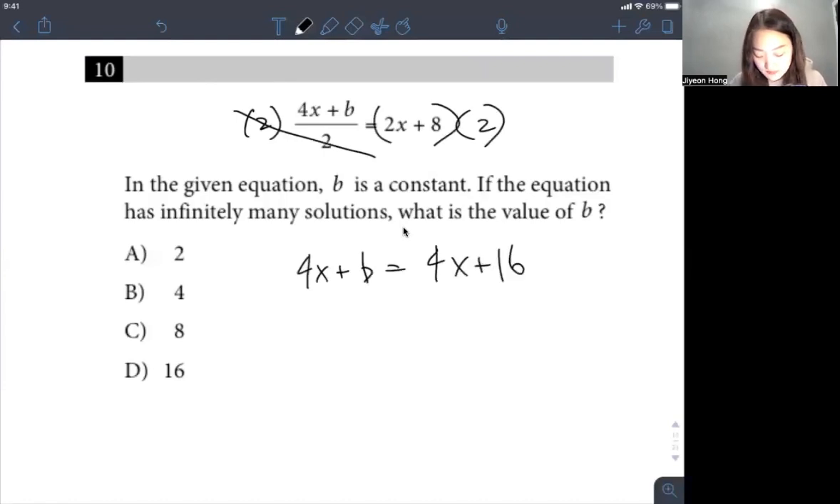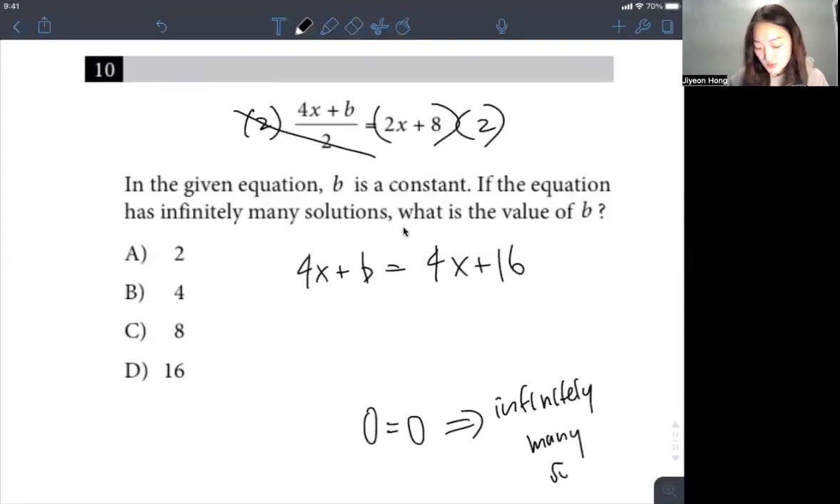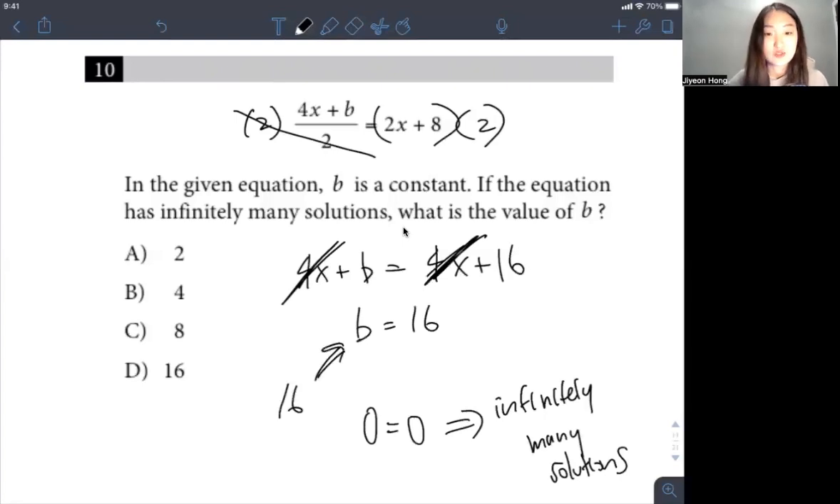And from here, very simple. Infinitely many solutions mean the left side is equal to the right side. Essentially, when everything is simplified, 0 equals 0. This is what infinitely many solutions look like. So in order to achieve this, let's take a look at our equation here. We have 4x, so that's subtracted, and we have b equals 16. And that means b has to be 16. That way, it's infinitely many solutions. If it said that there were no solutions, that means b would equal any number that is not 16, which means the left side and the right side are not equal to each other. So D is the answer here.